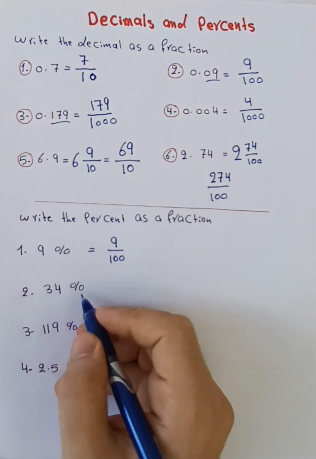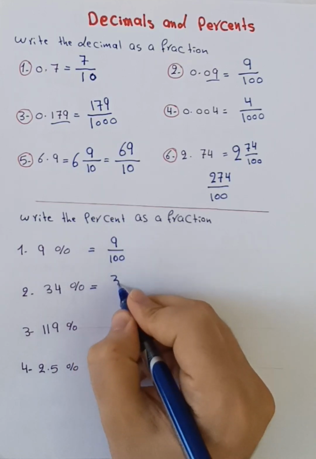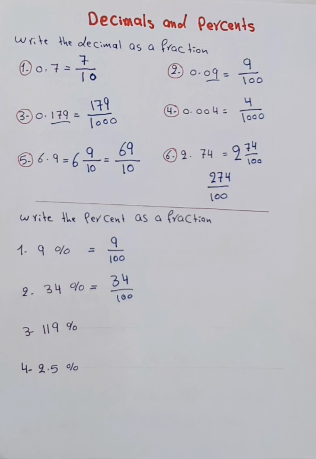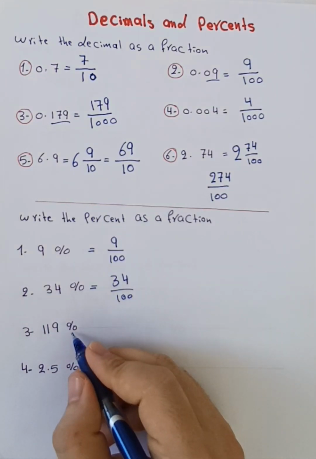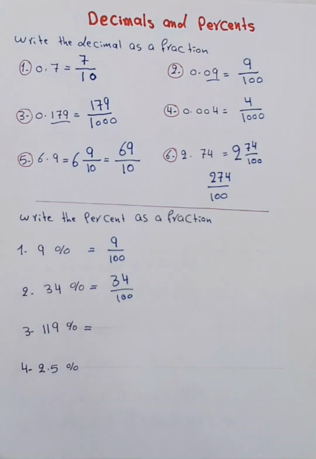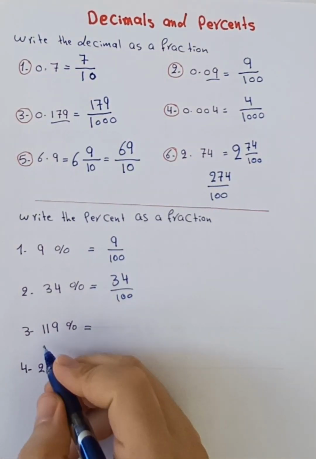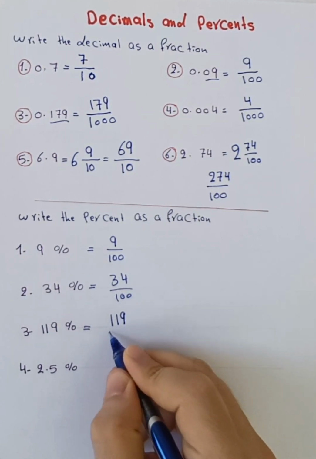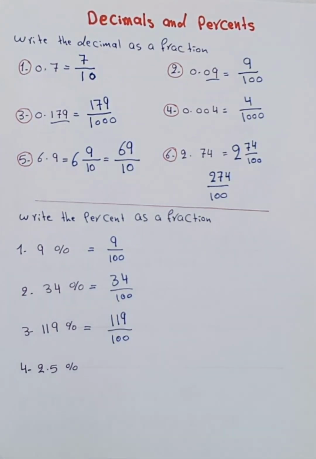Example number 2, you have 34%. It means you have 34 out of 100. And then example number 3, you have 119%. You have 119%, so equal to 119 out of 100.